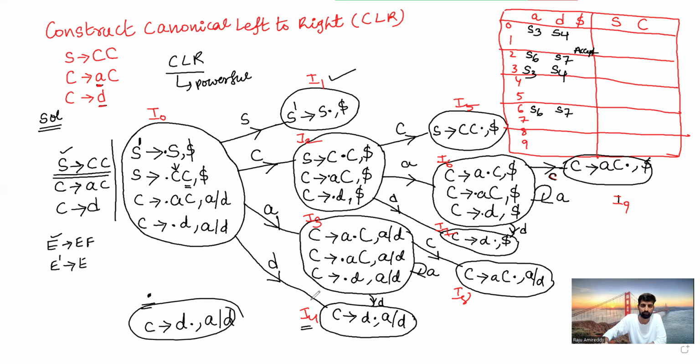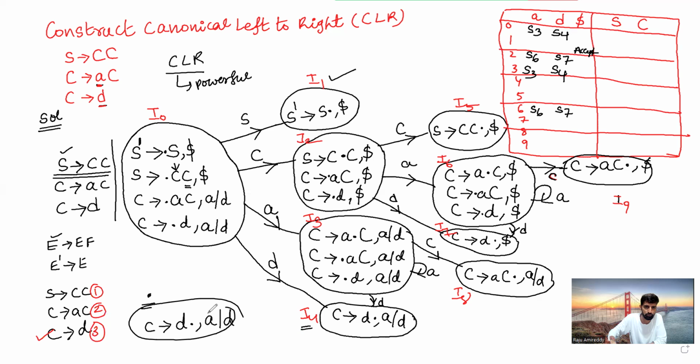Now I want to go with I4. C tends to D dot, A by D. So remember, when there is a C tends to D dot, what you have to do? Just write the given productions as they are. The given productions are S tends to CC, C tends to AC, C tends to D. Now we give the numbering: 1, 2, 3. Now we talk about the production C tends to D. It is the third production.